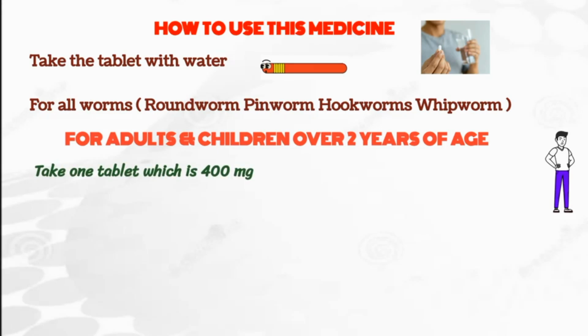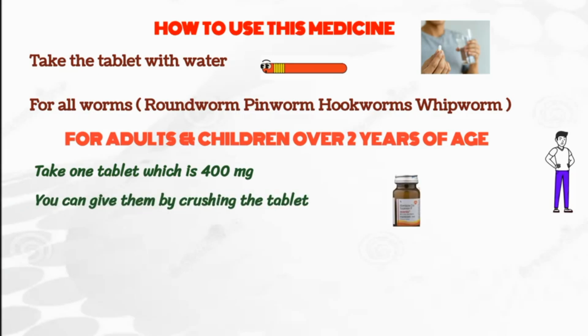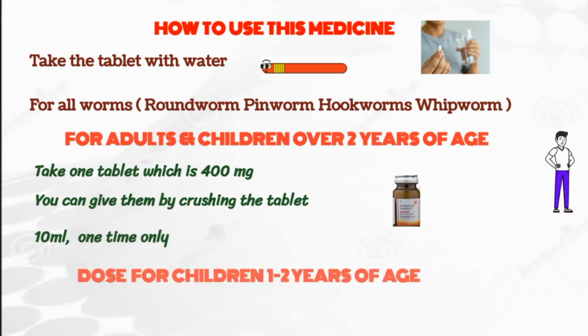For children above 2 years who cannot take tablets, you can give them by crushing the tablet or giving Zentel suspension, the dose of which is 10 milliliters, 1 time only. Dose for children 1 to 2 years of age: use Zentel suspension by giving 5 milliliters, 1 dose only.